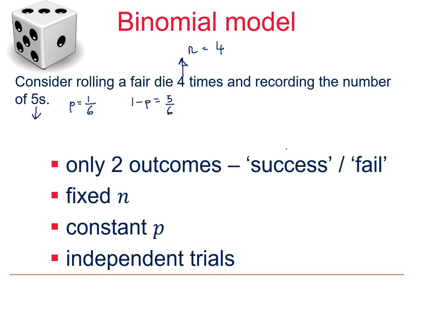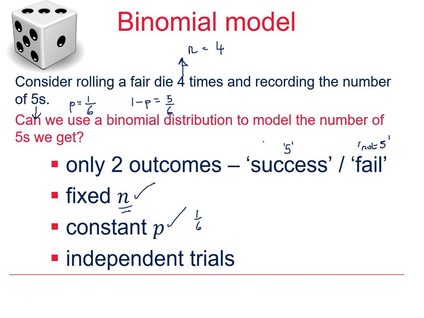So here we only have two outcomes we're considering. That is getting a 5 or not getting a 5 when we roll the die. We have a fixed n, yes, n is 4. We have a constant p because p, the probability of obtaining a 5, will always be 1/6. And those trials are going to be independent. The outcome of one roll of a die is not going to affect the outcome of subsequent rolls. And so yes, we can use a binomial distribution to model the number of 5s that we obtain.